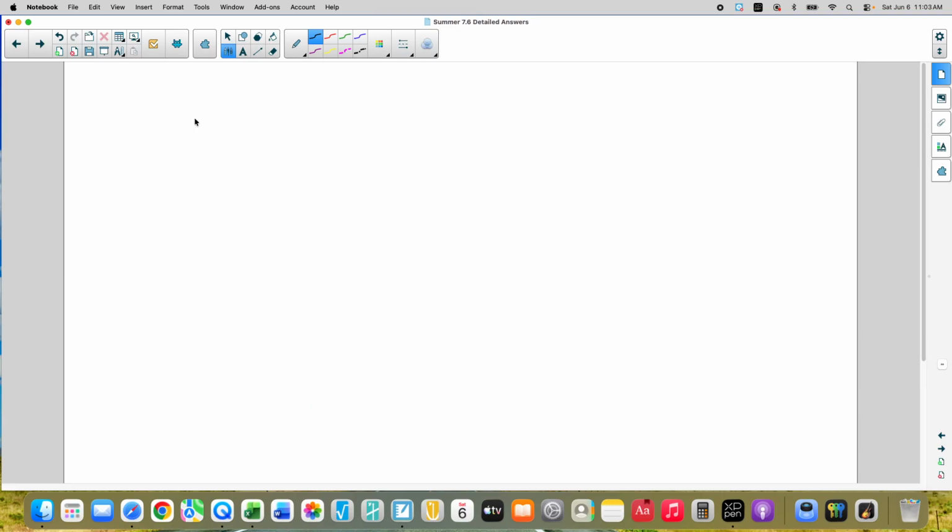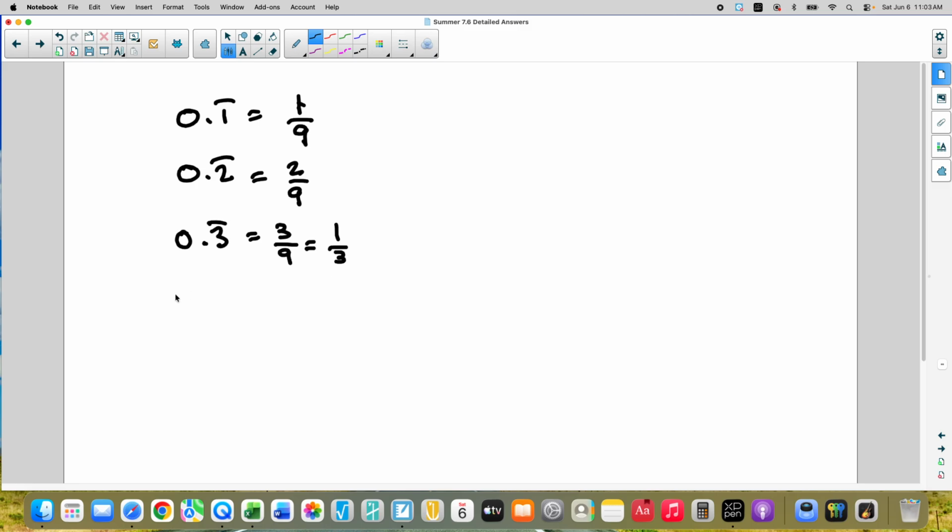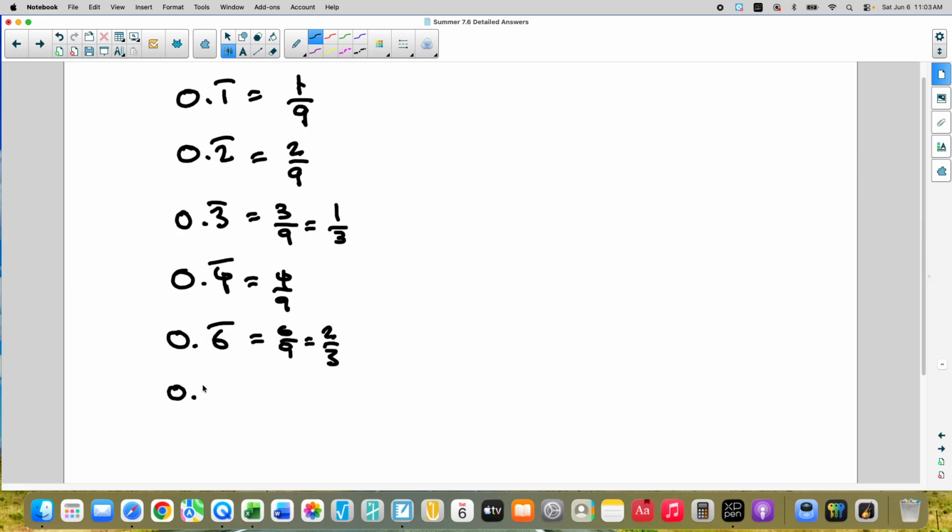Here's something that's important. When we have 0.1 repeating, that equals 1 over 9. When we have 0.2 repeating, that's 2 over 9. 0.3 repeating is 3 over 9, which reduces to 1/3. 0.4 repeating, 4 over 9. 0.6 repeating, which is what we have, is 6 over 9, which reduces to 2/3. So that's why I wrote 2/3 of that last square. 7 repeating is 7 over 9. 8 repeating is 8 over 9.